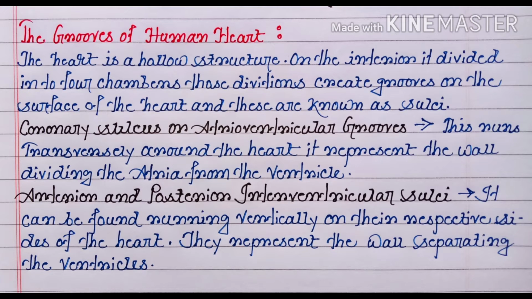First one is the coronary or atrioventricular groove, and these run transversely around the heart. It represents the wall dividing the atria from the ventricles. And the second one is the anterior or posterior interventricular groove. It can be found running vertically on their respective side of the heart. They represent the wall separating the ventricles.